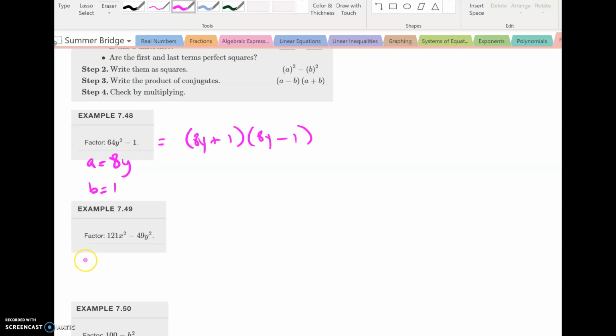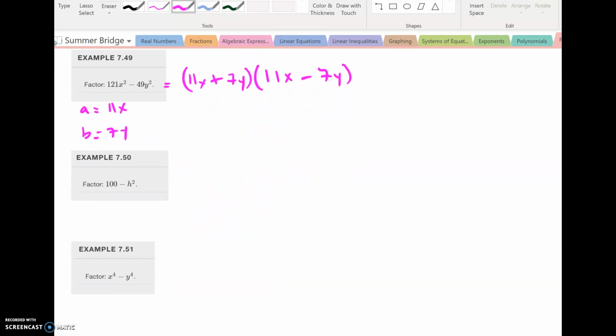121. Okay, we didn't talk about this one, but it's going to be 11. So a is going to be 11, and then we have x squared, so x. B, 49, which is 7 times 7, y. So when we factor, we're going to have 11x as my first term, 7y as second term for both sets of parentheses. One positive, one negative. That's it.